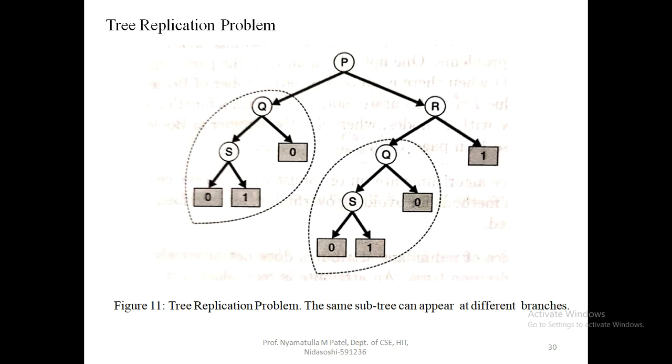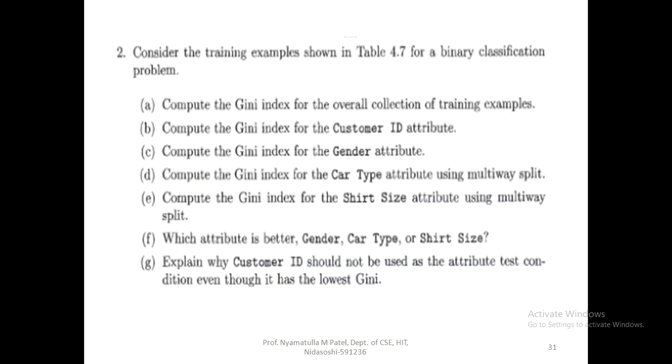So, here also it will give you the same class with a different data set, and here also it will give you the same class with a different set. This is the tree replication problem that usually arises in decision tree induction.